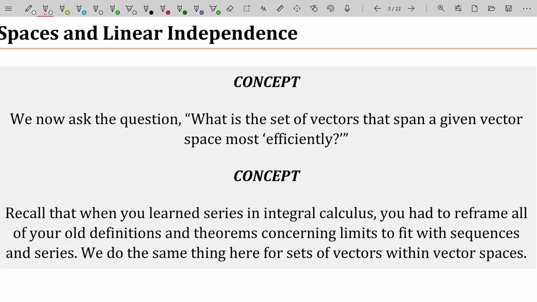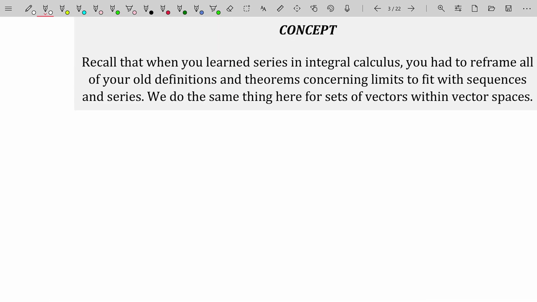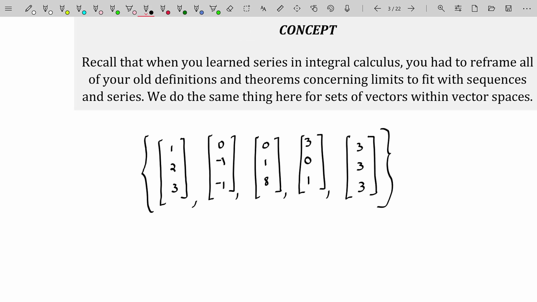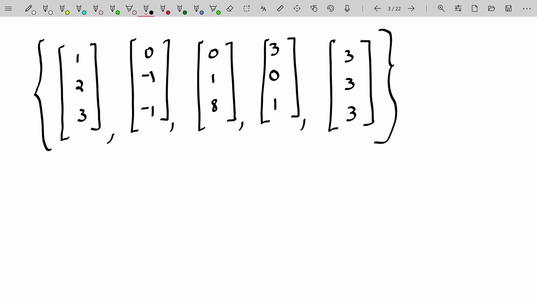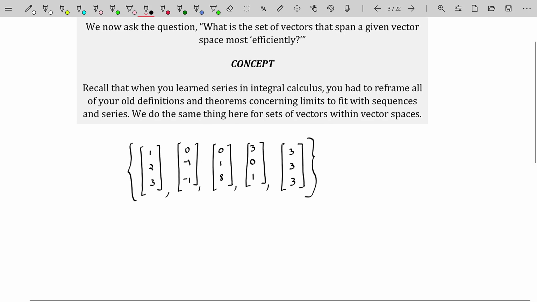Because we've dealt with vectors that span spaces, and in fact, if you want to have a set of vectors span, let's say R cubed, I'm going to tell you right now, this set of vectors will span R cubed, but it's way too many vectors. You actually don't need this many vectors to span R cubed. We just have a lot of fluff here. In fact, we could say at least two of these vectors are redundant. And that's what I mean by what are the vectors that can span our vector space most efficiently.